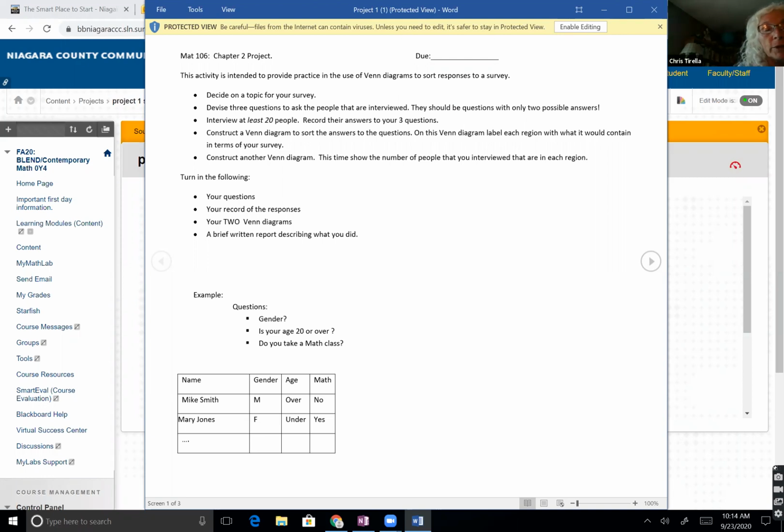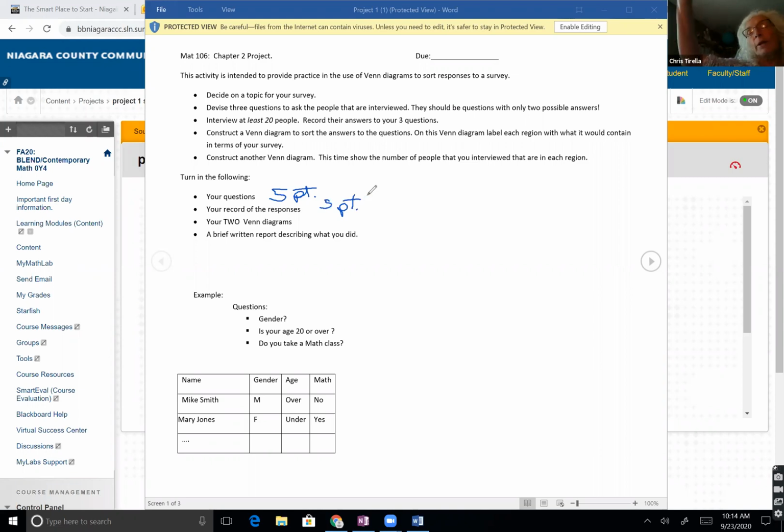So what you're going to do is turn in your questions. That list of questions is worth 5 points. Just write down the questions I asked were 1, 2, 3. That's 5 points. You're going to turn in your record of your responses: 20 lines saying how each person answered. If you want to put the names of the person, you can. If you think they're confidential, you just need to show me your 20 different results. 2 Venn diagrams. Each Venn diagram is going to be worth 5 points. So the 2 Venn diagrams is worth 10 points.